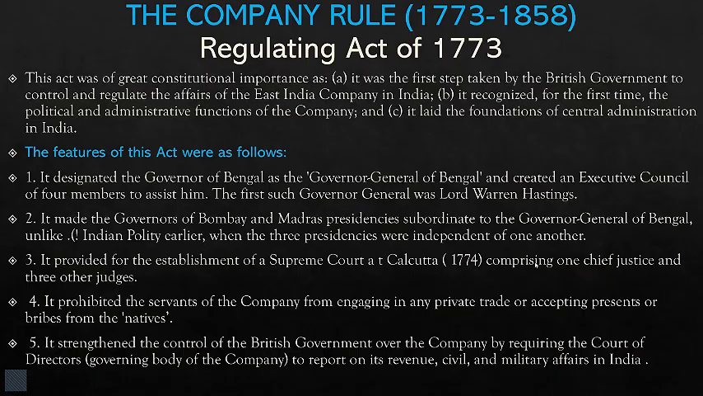The third one is it provided for the establishment of a Supreme Court at Calcutta in 1774, comprising one Chief Justice and three other judges. So our first Supreme Court was set up at Calcutta in 1774. Now our Chief Justice is Sanjay Khanna, earlier it was D.Y. Chandrachud. There were four judges: the first was the Chief Justice and three were other judges.